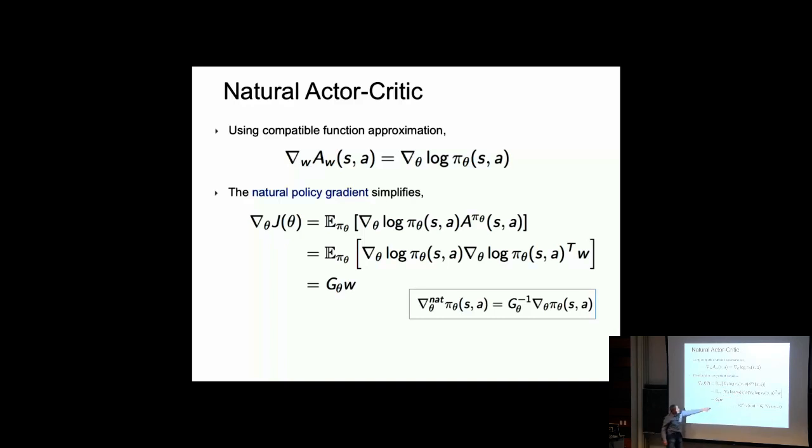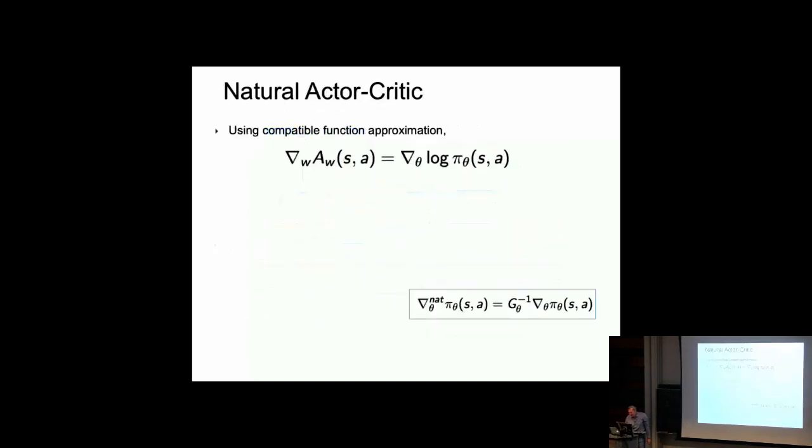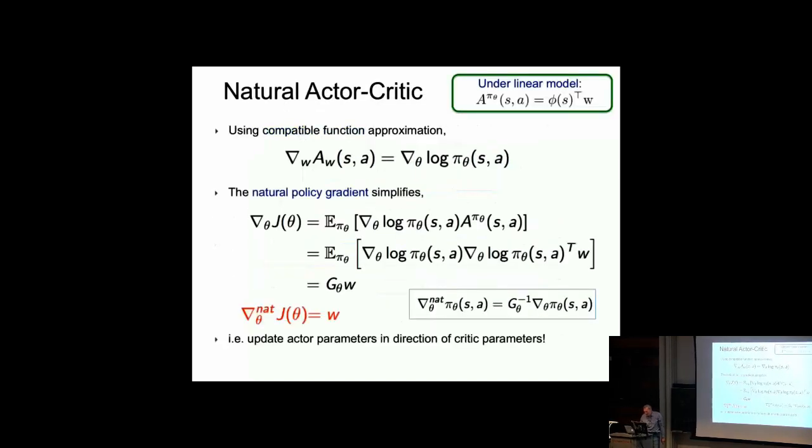And now if I want to transform this to the natural gradient, then as we said, what we do is multiply that gradient by the inverse of the Fisher information matrix. And so if we do that, if I multiply this by the inverse of G, I just end up with this.